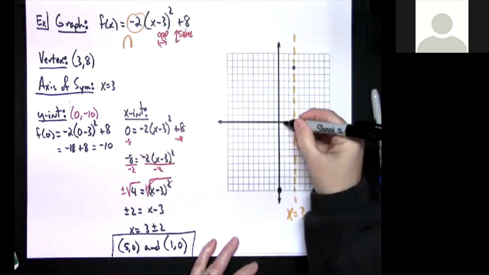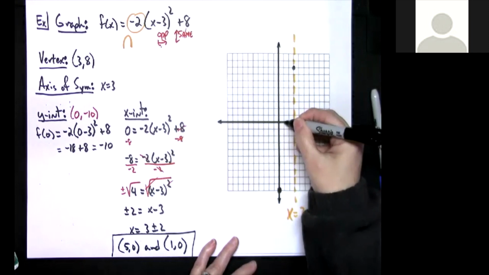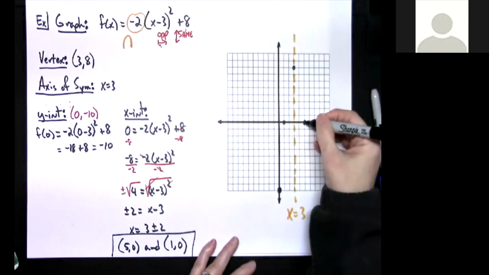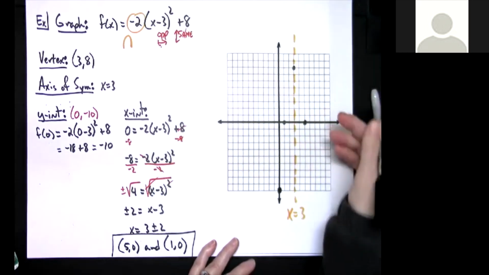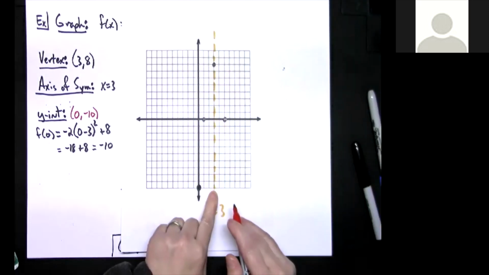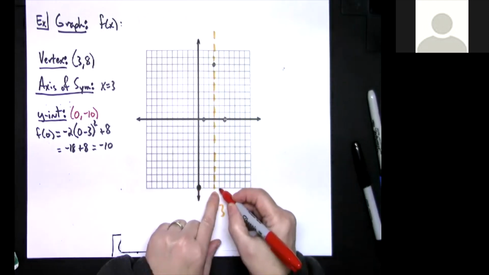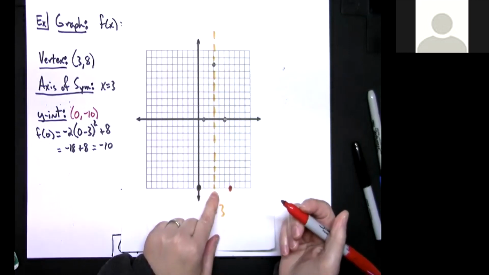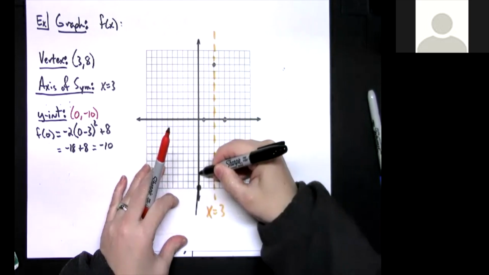So (5, 0): 1, 2, 3, 4, 5, and then (1, 0). If you look, I'm 2 to the right of the axis of symmetry and 2 to the left of the axis of symmetry, so I am symmetrical right there. Now if I wanted to get a symmetrical point here, this is 3 to the left. I could do 3 to the right, 1, 2, 3. Due to the symmetry, there we go. I'm on graph paper. I've really graphed this. It's going to go through this point.